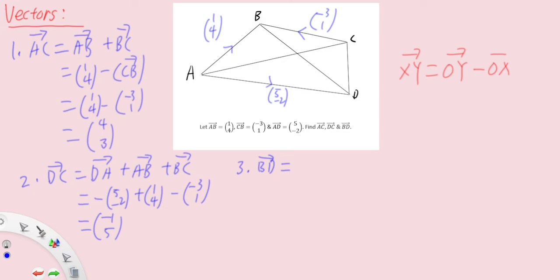We have BD, and we notice that we have vector AB and vector AD. So we have the common point A, and then D and B are individually there. So we essentially have AD minus AB, which equals (5, -2) minus (1, 4). 5 minus 1 is 4, and -2 minus 4 is simply -6. We can easily prove this. We know that minus AB is equal to BA.